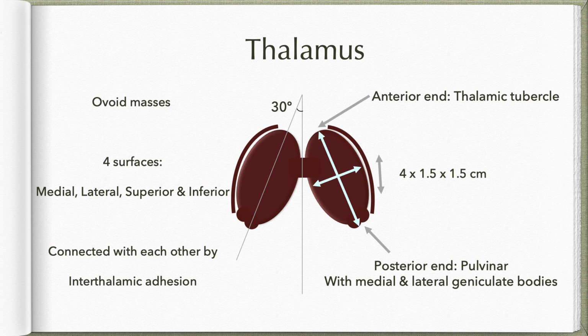On the lateral aspect of the thalamus, there is a band of grey matter known as reticular nucleus, which is separated from the rest of the mass of the thalamus by means of a sheet of white matter known as external medullary lamina.